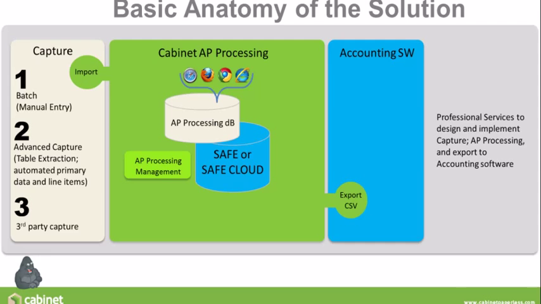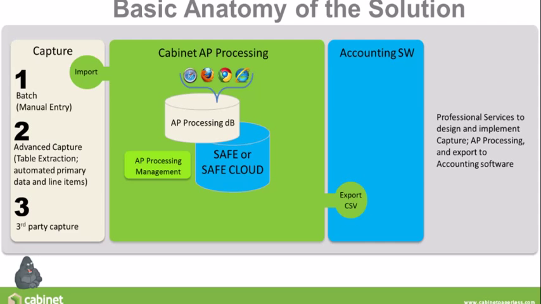In the middle, then we import data, which is the middle block there. We import it into the AP engine, where folders are created in Cabinet Safe if they're needed, indexes are populated, and items are placed into their proper workflow rules that we've already created, and the documents are stored in Cabinet Safe.